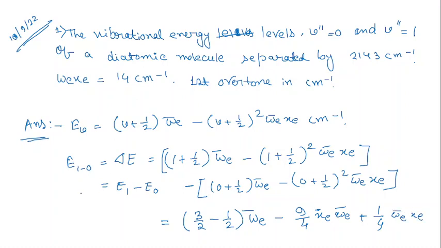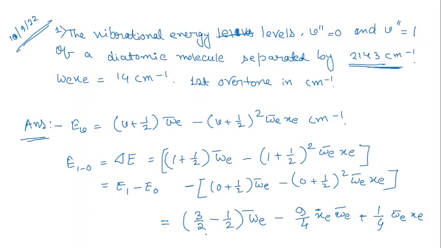They provided the ΔE, the energy levels. You read the question: the vibrational energy levels of a diatomic molecule are separated by ΔE. Separated means that this is the energy gap of v equals 1 and v equals 0. Whenever they are talking about an energy gap, we first have to calculate the energy of v equals 1 and then subtract from it the v equals 0 energy level. That's what we are doing.